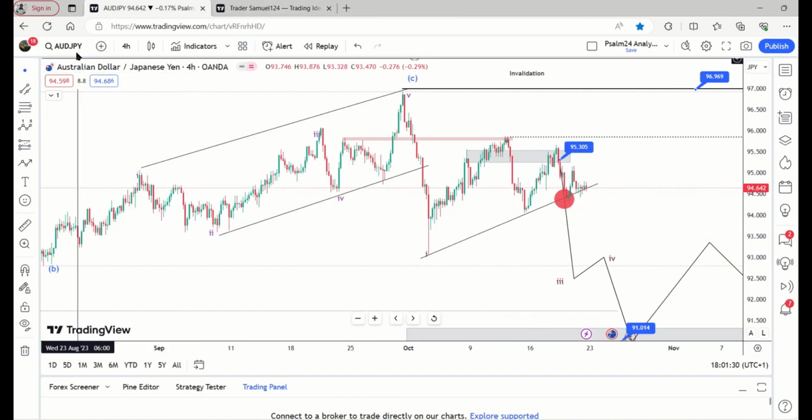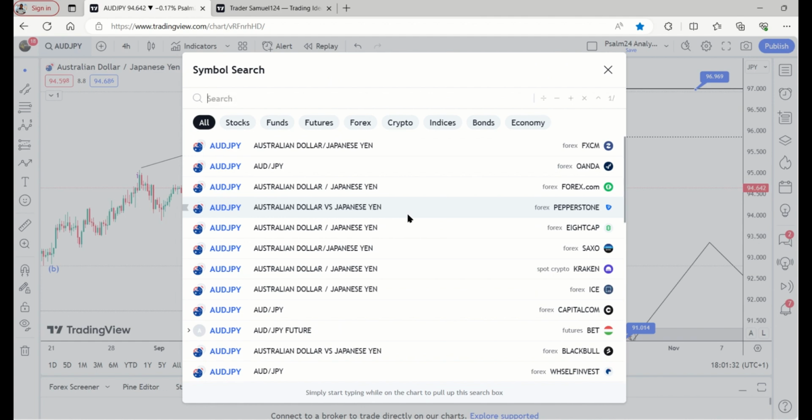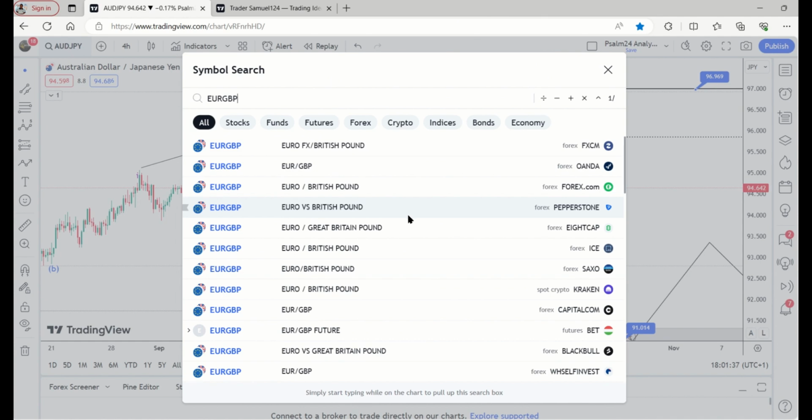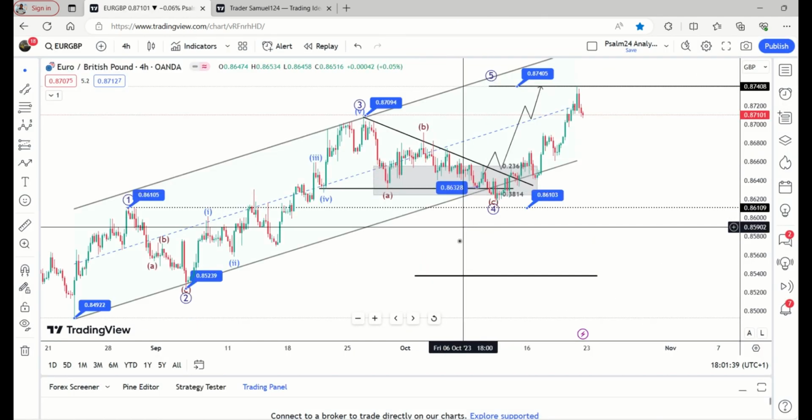Then the second one is actually EURGBP. What is our result?